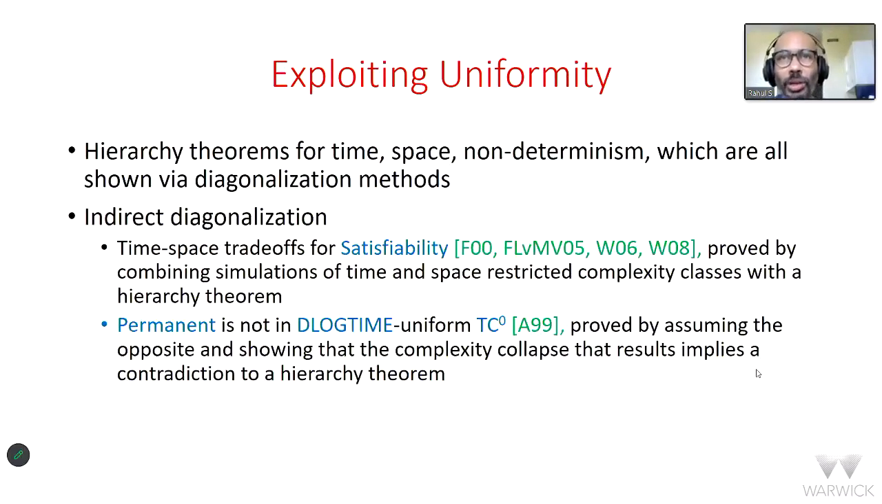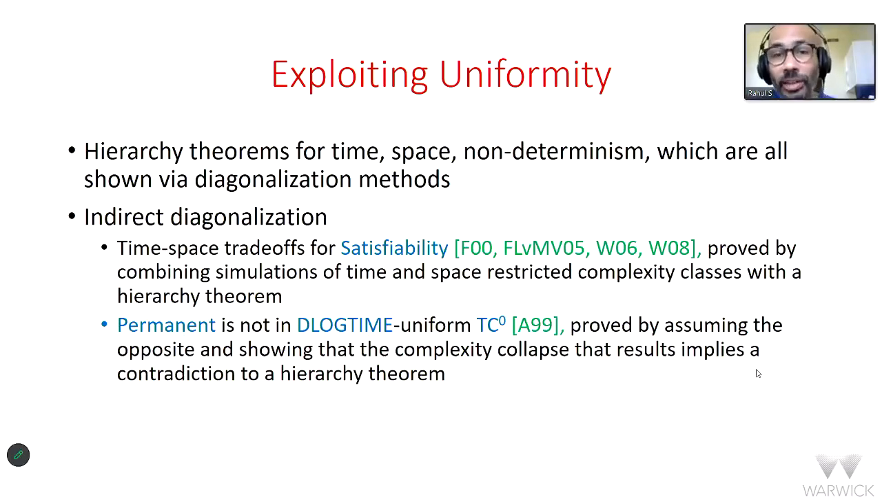So let me say a little bit about uniformity and what's known about how to exploit it. Exploiting uniformity is typically done via hierarchy theorems, which are some of the few unconditional lower bound results we have in complexity theory. Hierarchy theorems for time, space, non-determinism, and alternation are all shown via diagonalization methods. Typically, if you want to show that there's a language that isn't in a certain resource bound, you diagonalize against all machines with that resource bound by simulating the machine and doing the opposite, either directly or in a delayed way, as in the hierarchy for non-determinism and alternation.